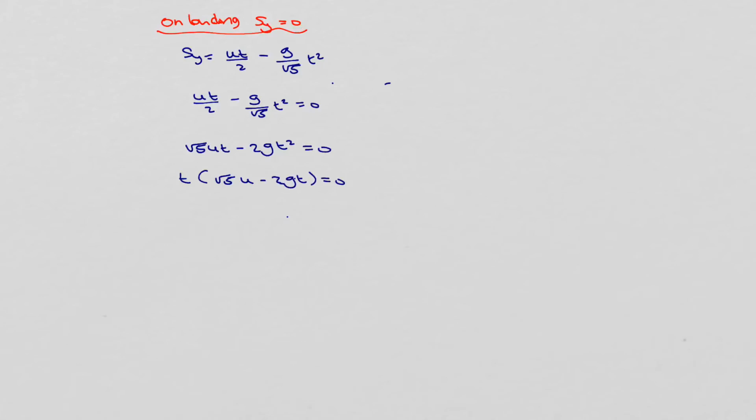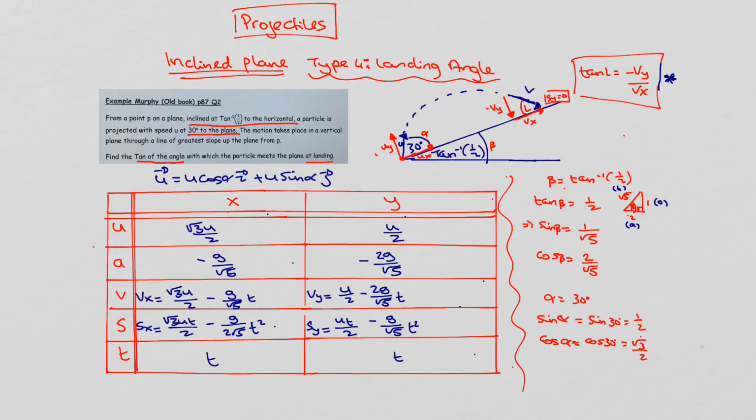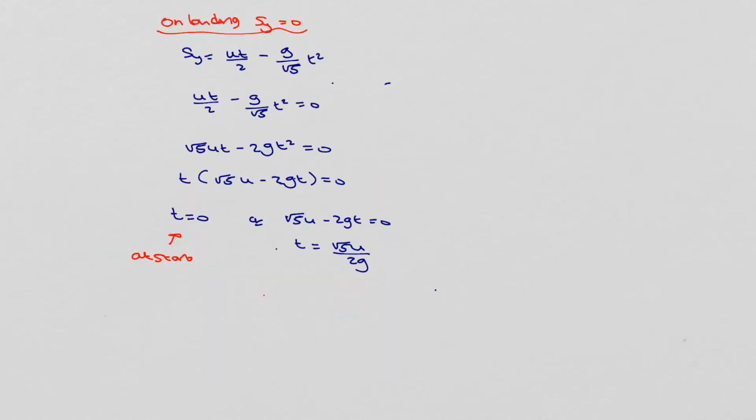And of course, in factorising, if both multiply to give us 0, that means that one must equal 0, or the other must equal 0, or both must equal 0. So if I get T on its own, then I end up with root 5 U over 2G. And of course, T equals 0 at the start. In other words, Sy is equal to 0 at the starting point here and also at the landing point. So there are 2 times where our displacement above the plane is 0. Therefore, root 5 U over 2G is our time of flight. Okay, so now we have our time of flight.